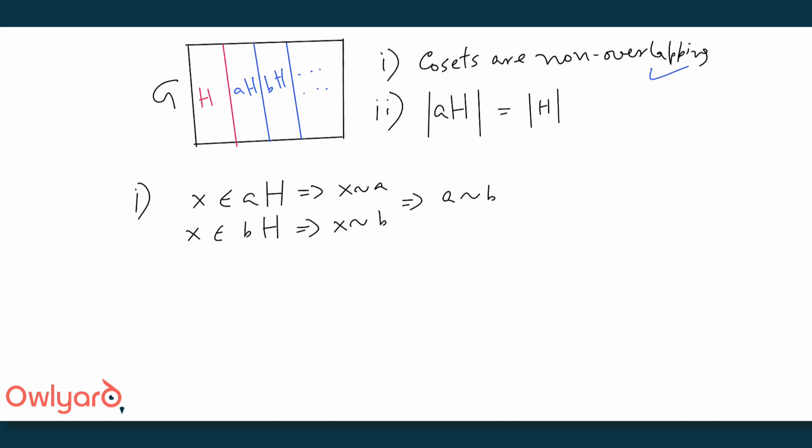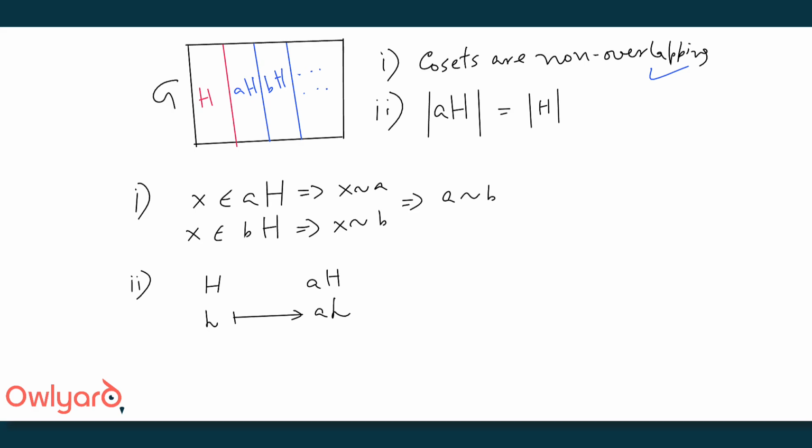Now for number two, let's consider the subgroup H and any arbitrary coset AH. And notice that for any arbitrary member of this subgroup H, we can think about a map so that H gets mapped to AH.